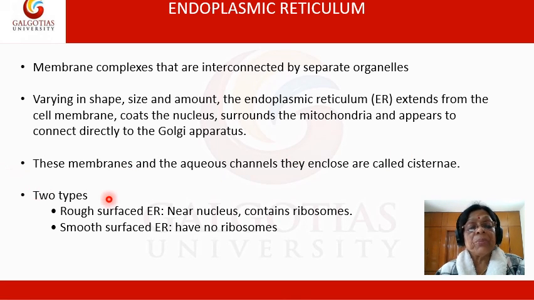There are two types of endoplasmic reticulum. Rough surfaced endoplasmic reticulum, which is present near the nucleus, contains ribosomes. Why are they called rough surfaced? Because they have ribosomes on their surface. And smooth surfaced endoplasmic reticulum has no ribosomes. So if the endoplasmic reticulum has ribosomes on its surface, it is called rough endoplasmic reticulum, and it is known as smooth surface endoplasmic reticulum when there is an absence of ribosomes.